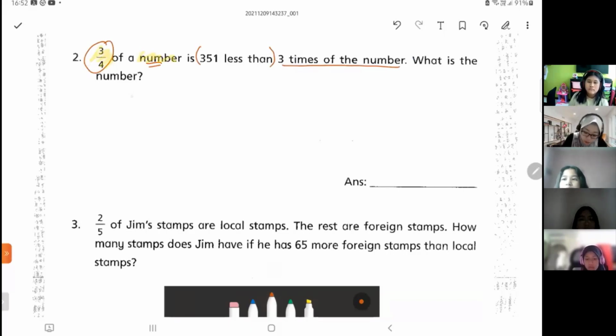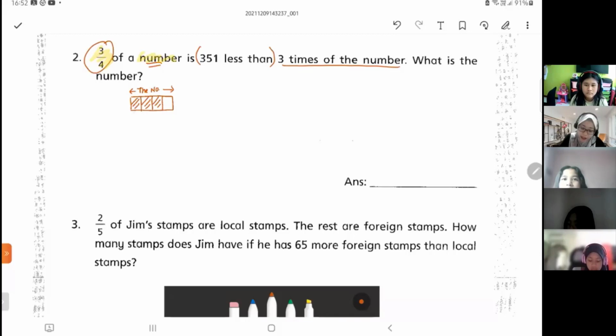So I can draw my 4 parts first. Okay, so I cut it up. Make it equal. It's not equal, redo. Okay, so I cut it into 4 parts like this. 3 out of 4, 1, 2, 3. So this is the number. "No." is short form for the number.